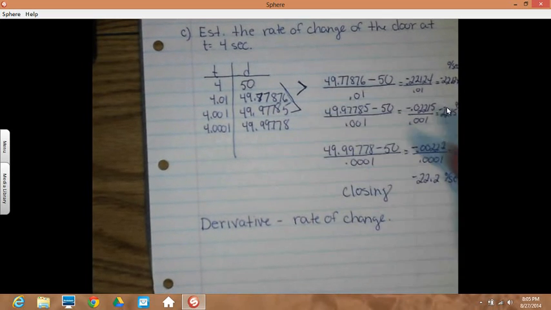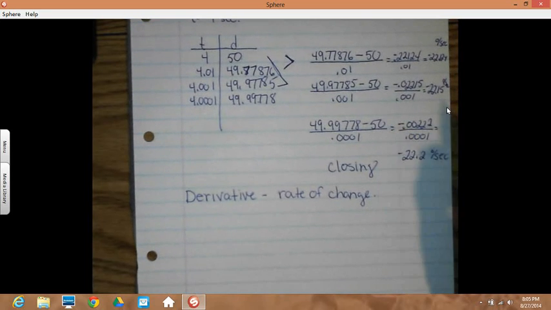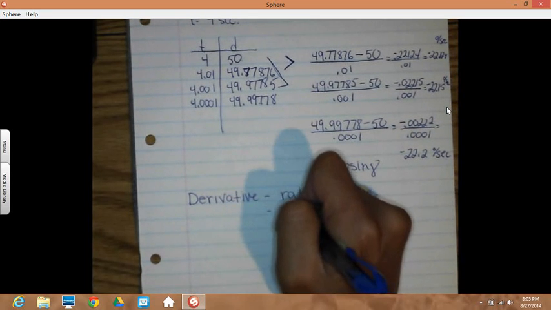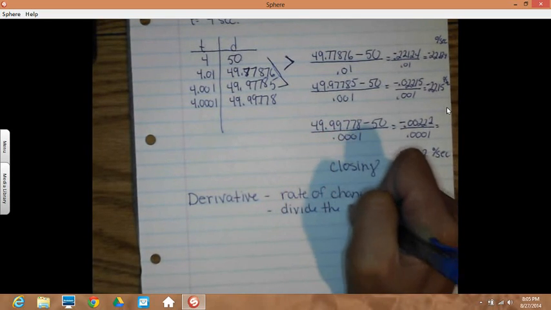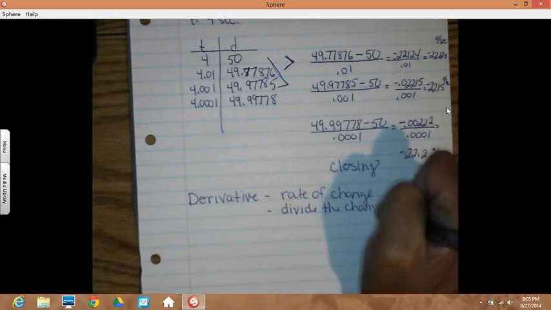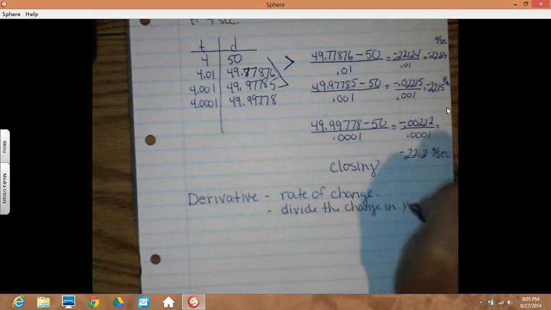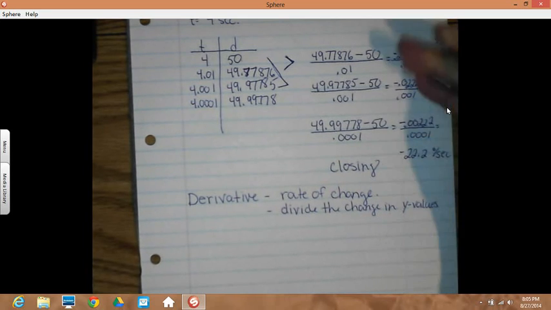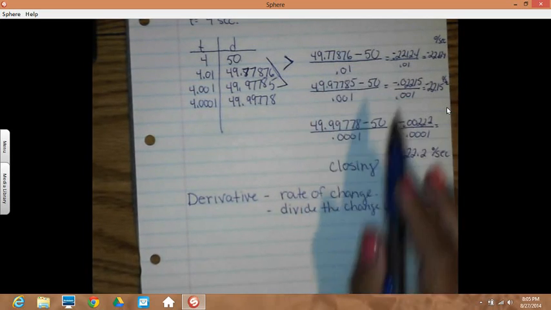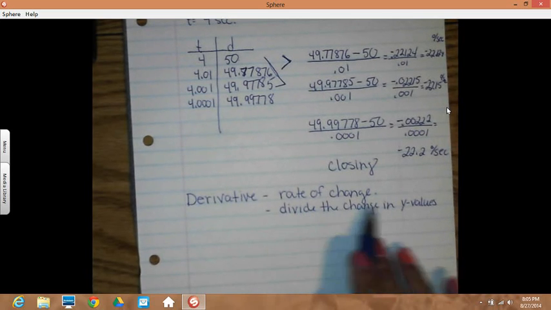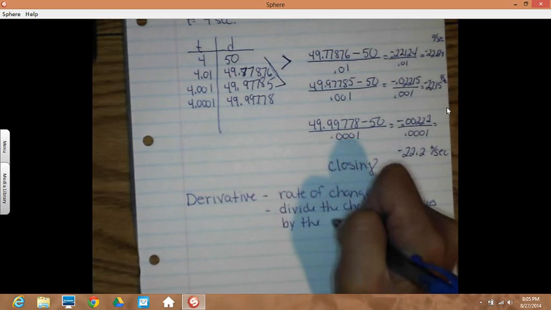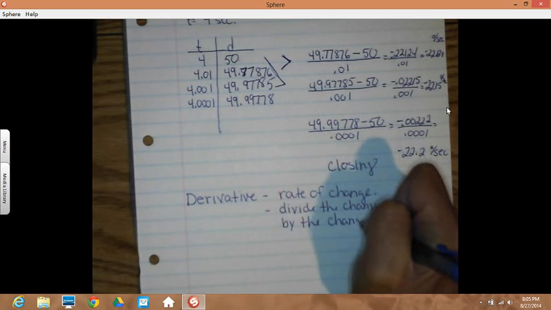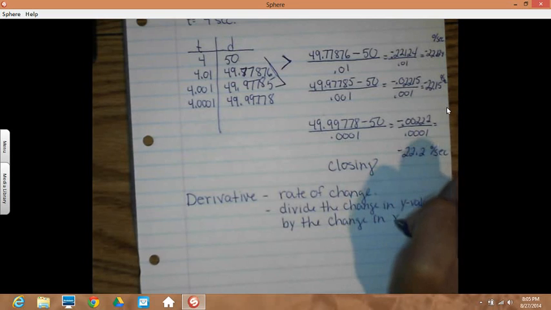The process we went through to get a derivative was to divide the change in y values. I'm talking about what's on the y-axis of our graph. In this case, it was the degrees, so we subtracted the degrees to get the change in degrees. So divide the change in y values by the change in x values.